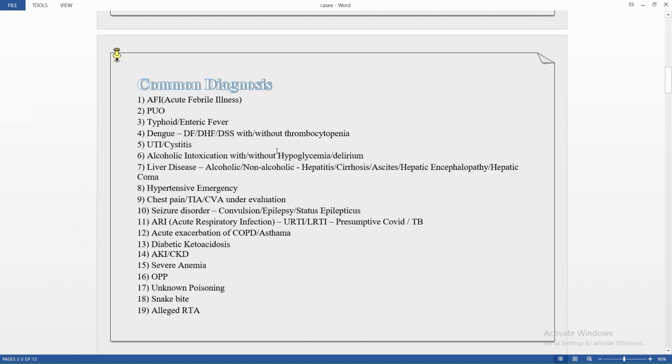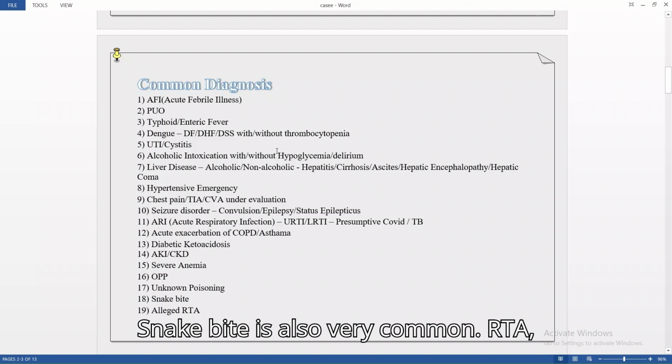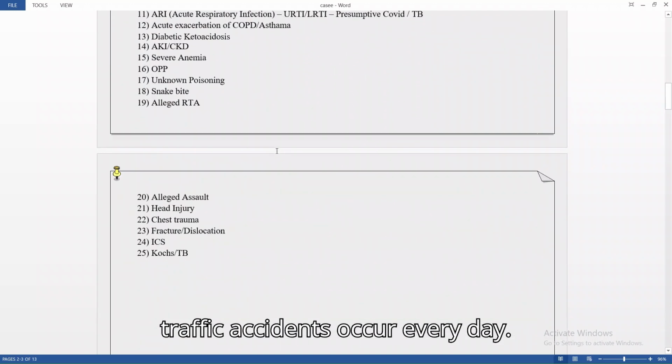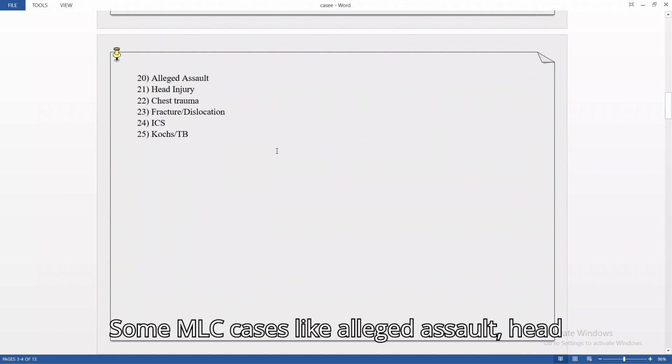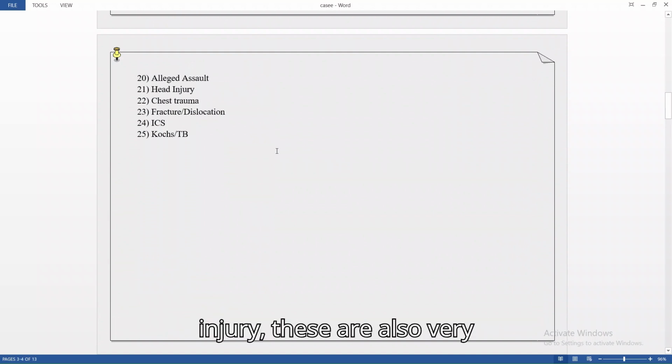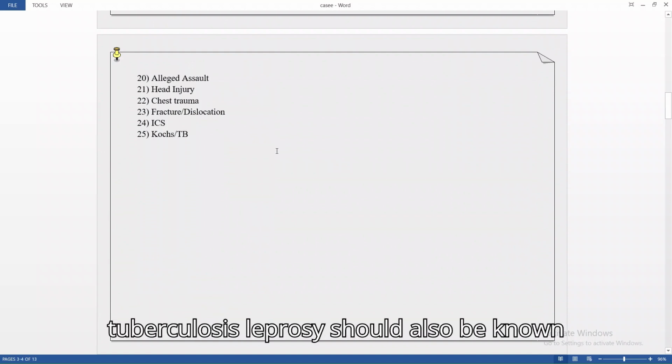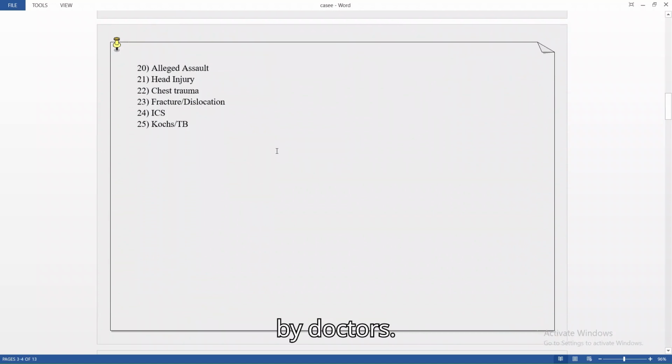Snake bite is also very common. Road traffic accidents occur every day. Some MLC cases like alleged assault and head injury are also very common. Fractures and chest trauma are also common. The DOTS regimen for tuberculosis and leprosy should also be known by doctors.